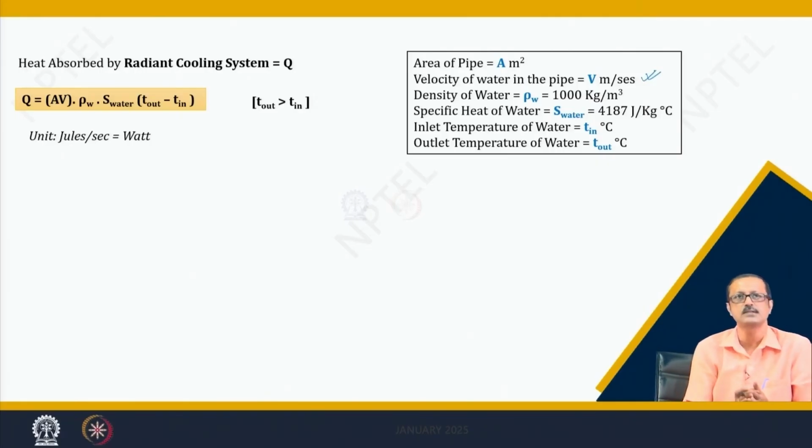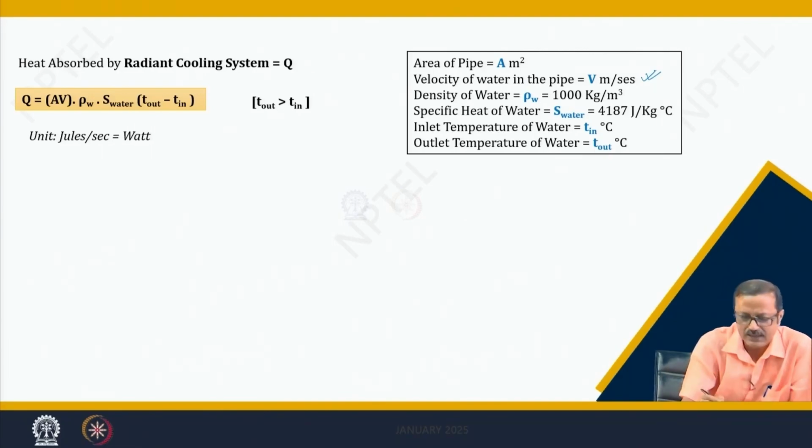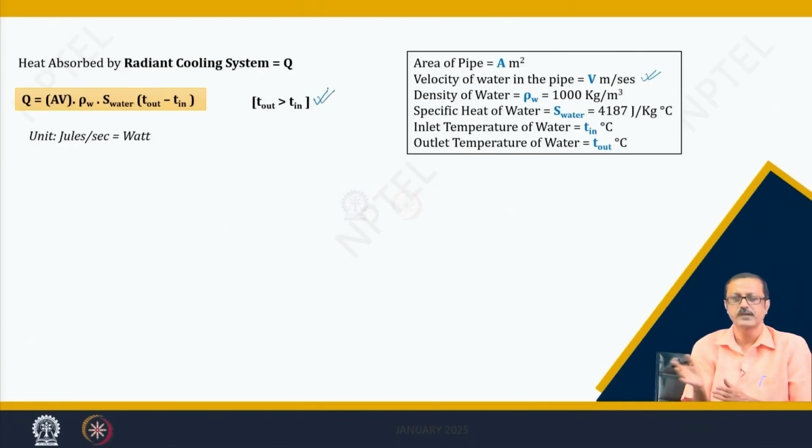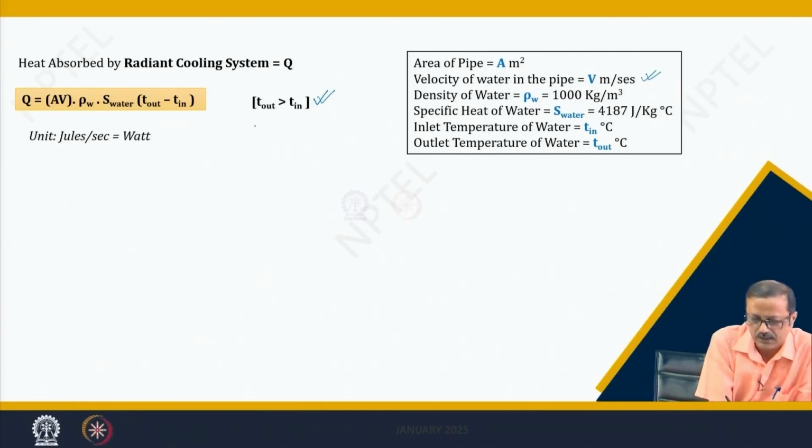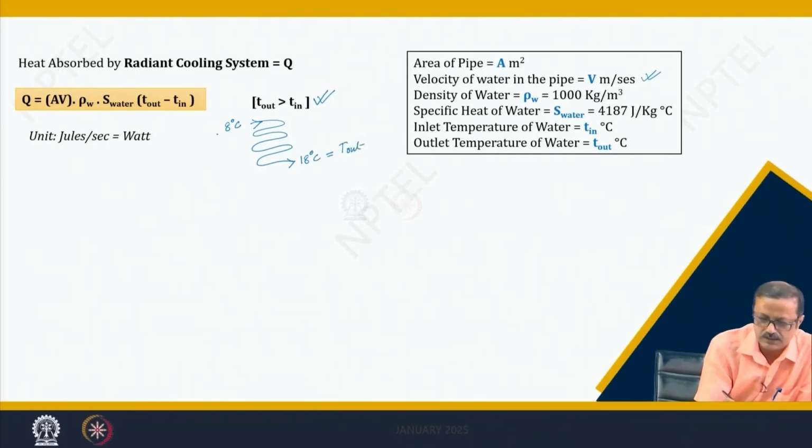The rho W is the density of the water, S water is the specific heat of the water, and T out and T in are the outlet temperature and the inlet temperature. By virtue of the heat exchange, this outlet temperature will definitely be higher. Suppose there is a chill panel kind of a thing. If you are sending in 8 degree water, it will come out at maybe 18 degree or so. So, this is your T out and this is your T in. The difference, delta T, is 10 degree centigrade or so.